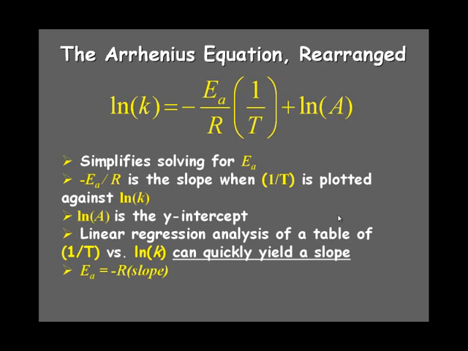Notice too in the equation that the natural log of A is the y-intercept. So you can actually take data, the reciprocal of temperatures and the natural log of k's at those temperatures, plot them, get the slope, and from the slope you therefore have the activation energy.